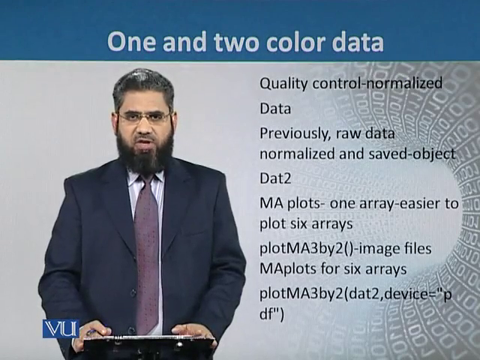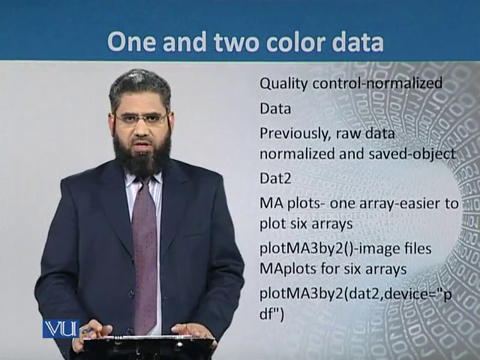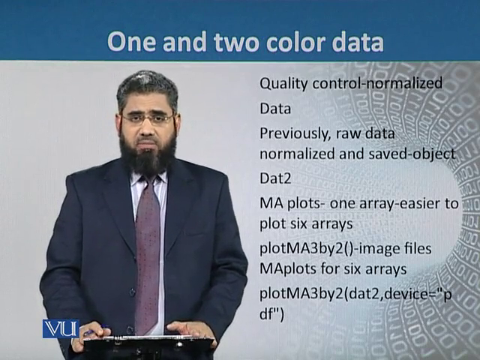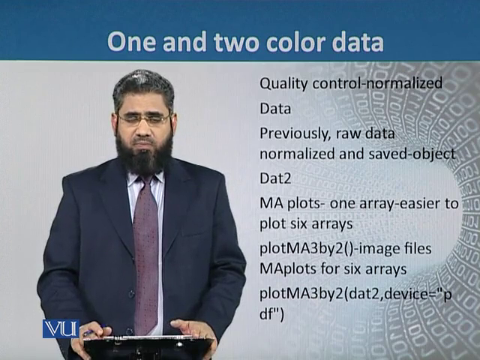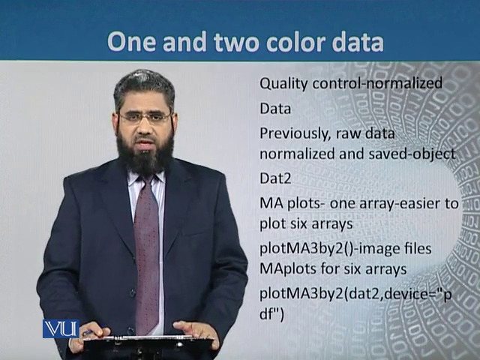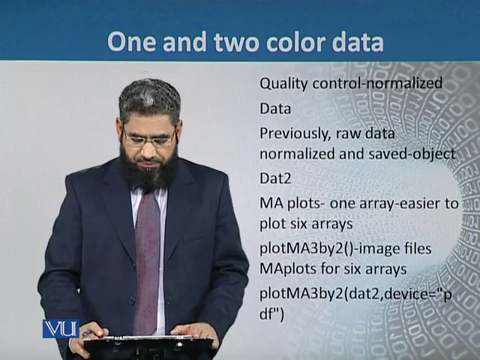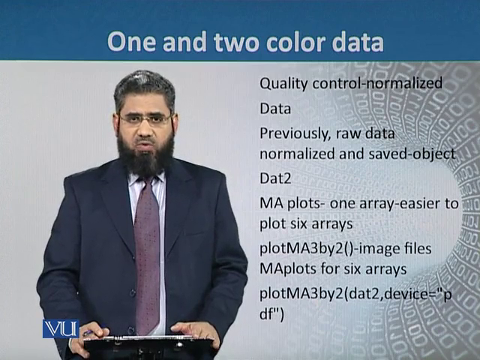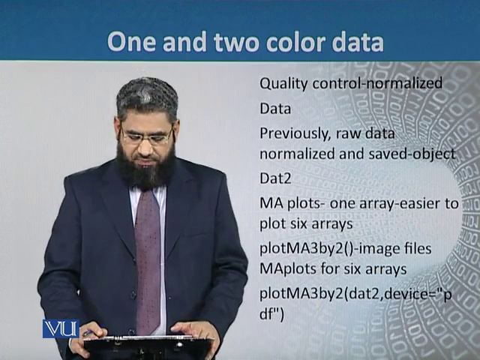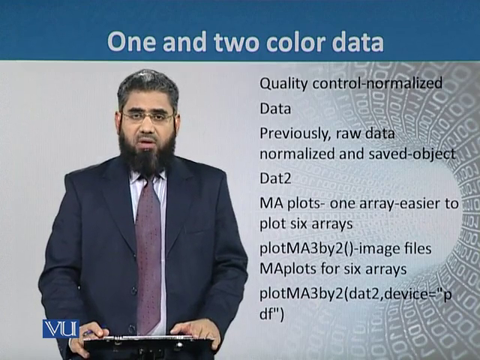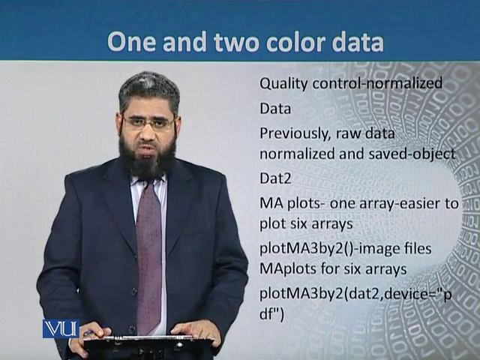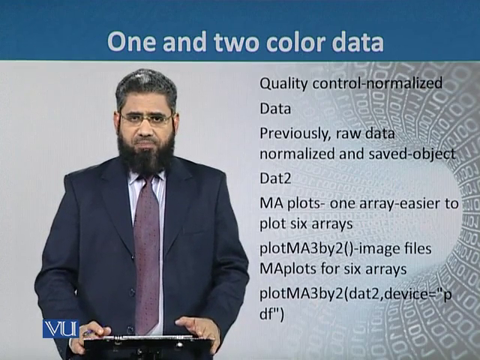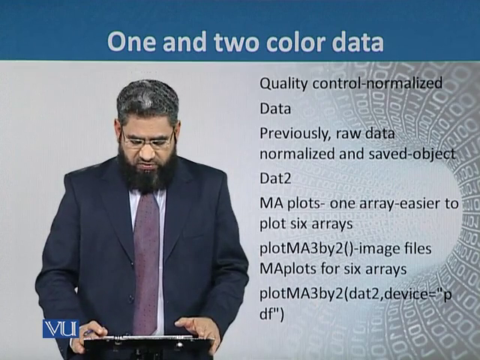Now we will see the difference of the quality checks of the Agilent one color and two color data. As we have seen earlier, for the Agilent data we have to do the normalization first and then we will check the quality of the data. Previously we have seen that the raw data is converted into normalized data and that is saved as an object, DAT2. So the same data object we will use for checking the quality of the data.